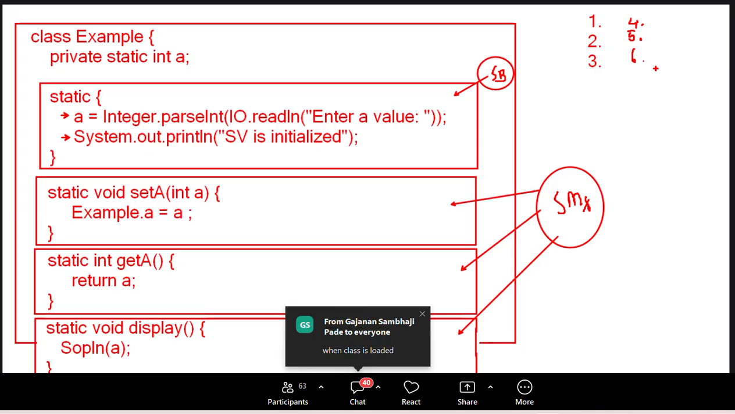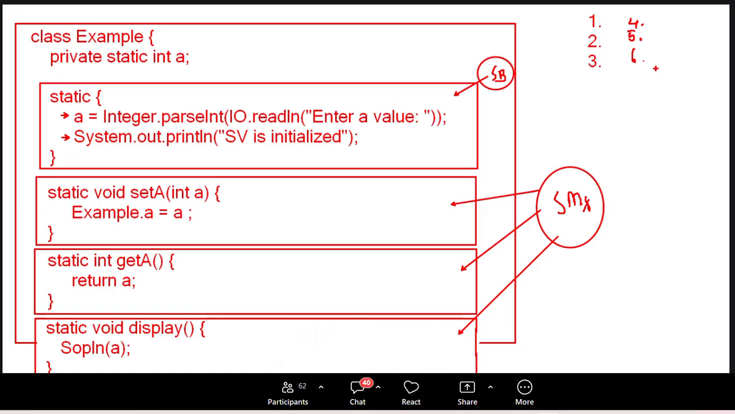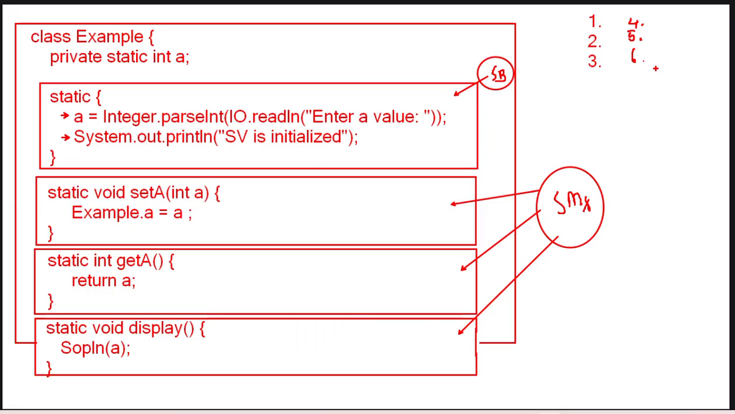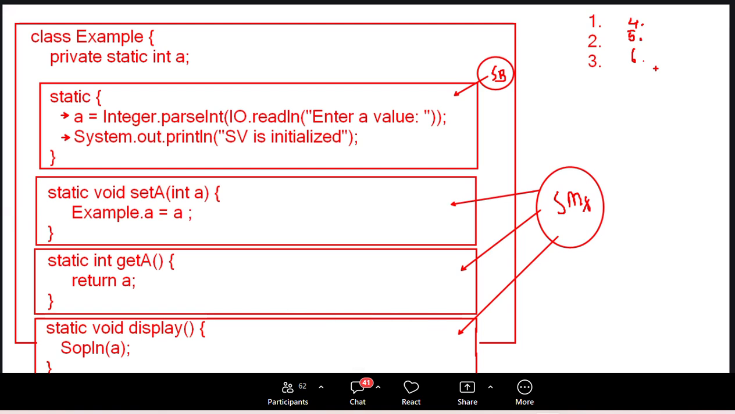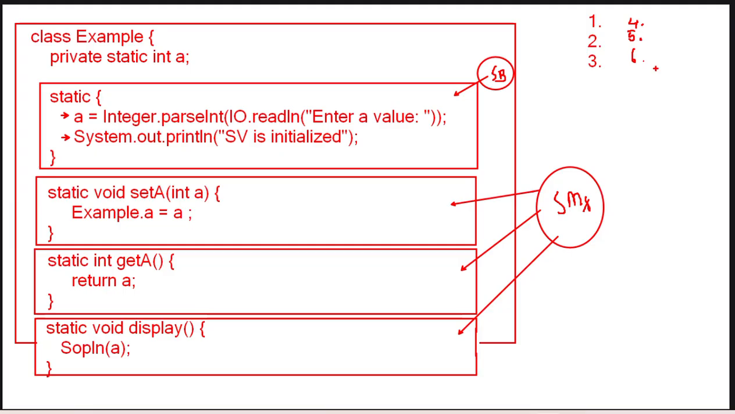Presently, where is the class available? In the hard disk. For execution purpose, the class has to be loaded into JVM. A class is loaded into JVM in 8 different cases. What are the different ways we can load a class into JVM? In 8 ways. Among the 8 ways, 4 ways you have already learned.